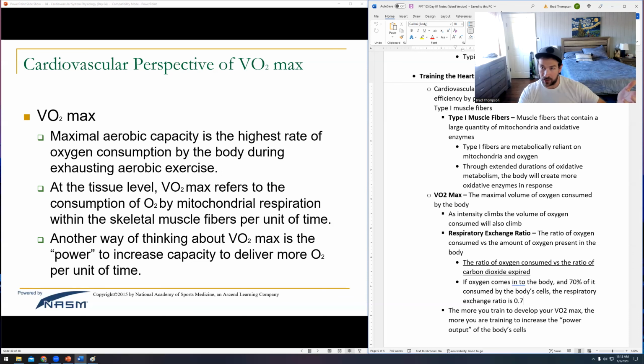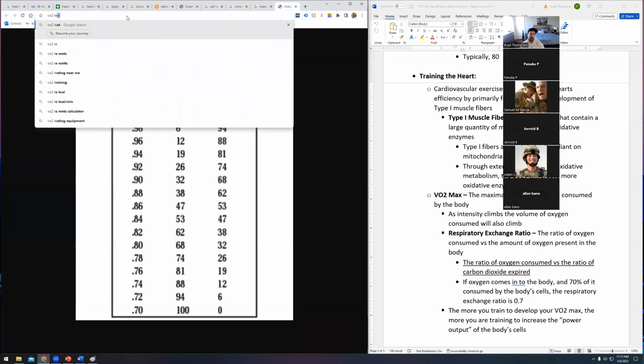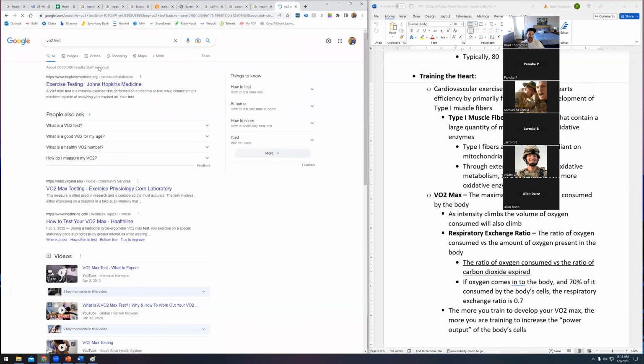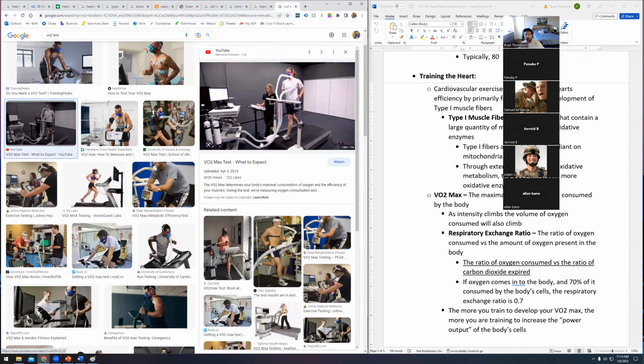So we have a lot of VO2 tests out there. There's the really good VO2 test that you can do, which is actually getting on a machine, and it's measuring how much oxygen is going in versus how much CO2 is going out. The more you consume, the more athletic you are.